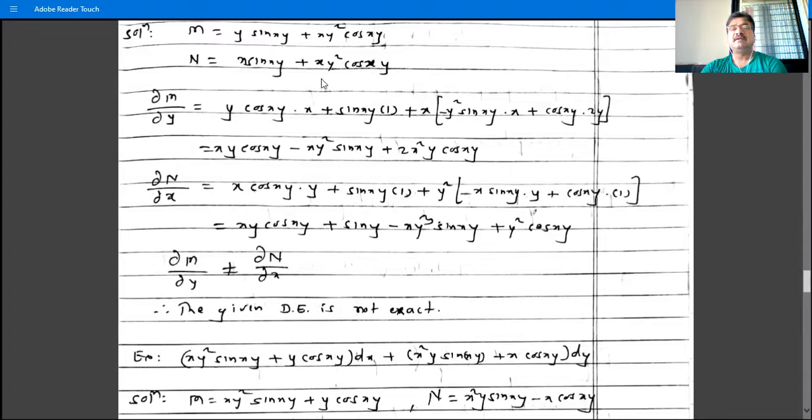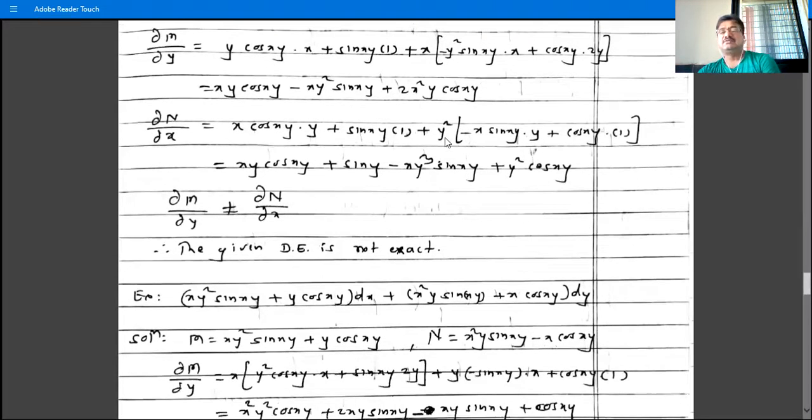u into v rule in bracket. So x cos(xy), the derivative is minus sin(xy) into the derivative of xy with respect to x, which is y, plus cos(xy), that is v, the derivative of x is 1. So by using the u into v rule, and then multiply this y square, and after simplification we have this answer.